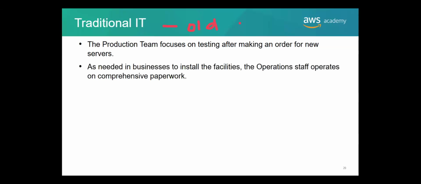Next, as needed in the businesses to install the facilities, operation staff operates on comprehensive paperwork. What is this paperwork? Let us say you buy a new electronic product, maybe a hair dryer or a trimmer, which will come inside a box, and inside the box you'll have papers. What is this paper called? Manual instructions. Yes, exactly, manual.